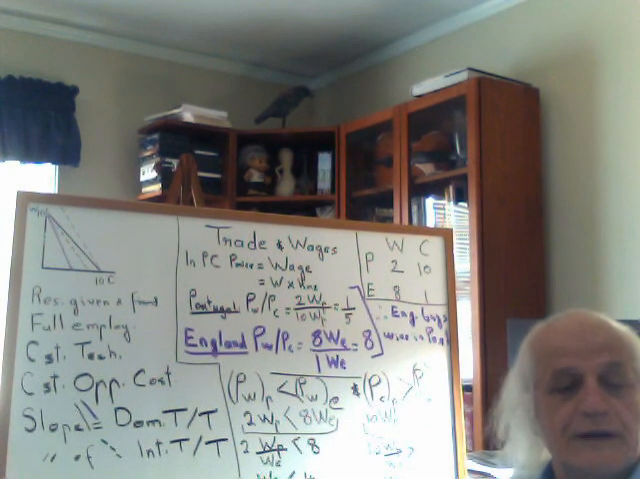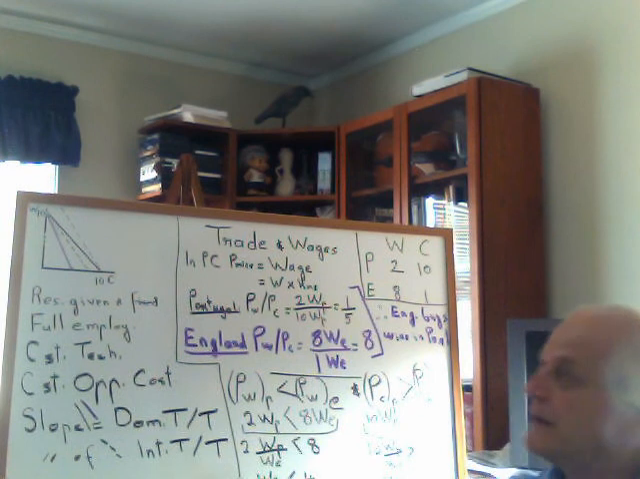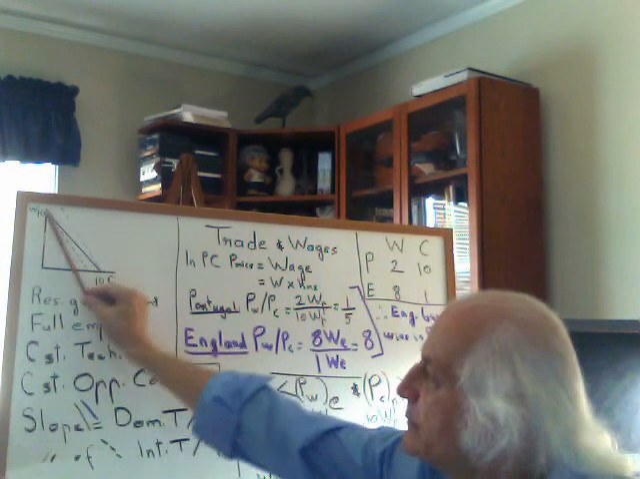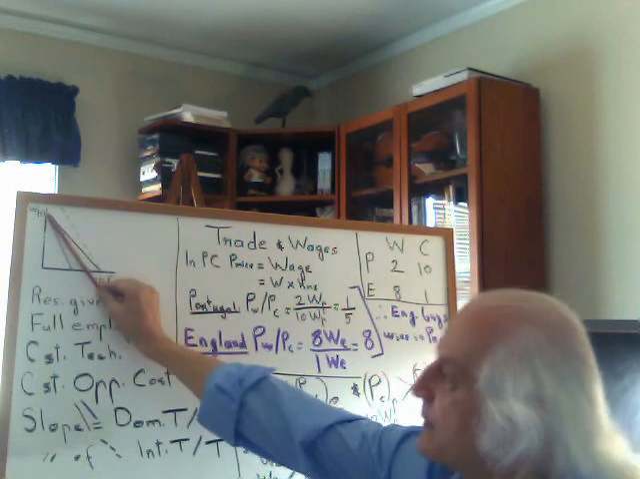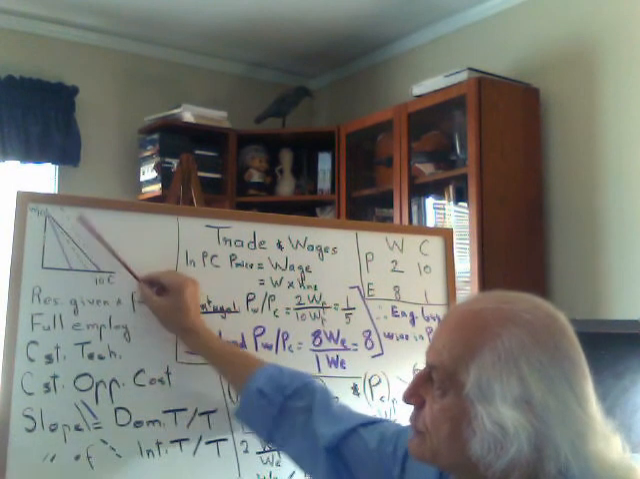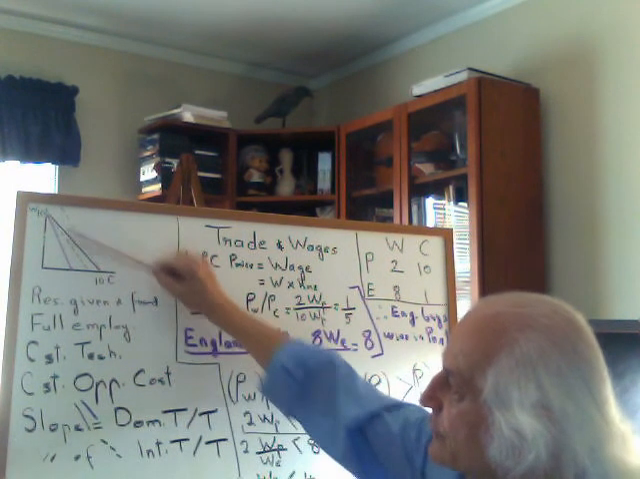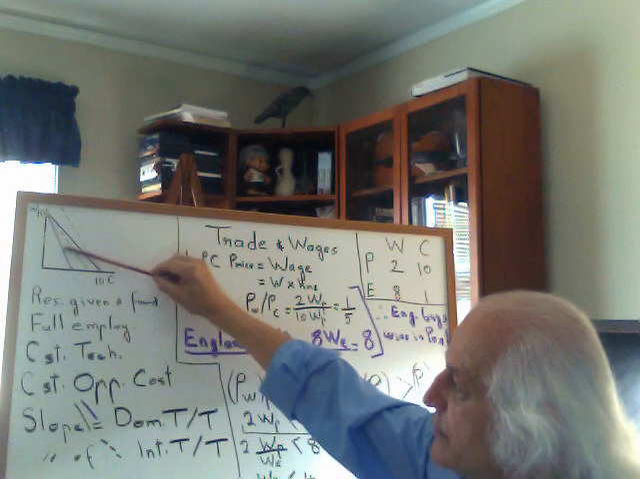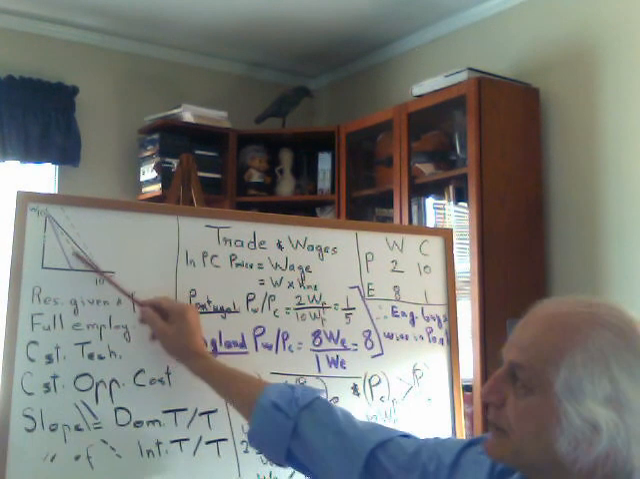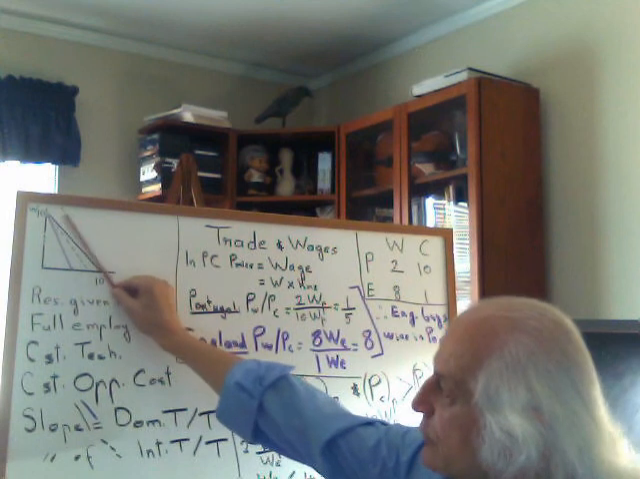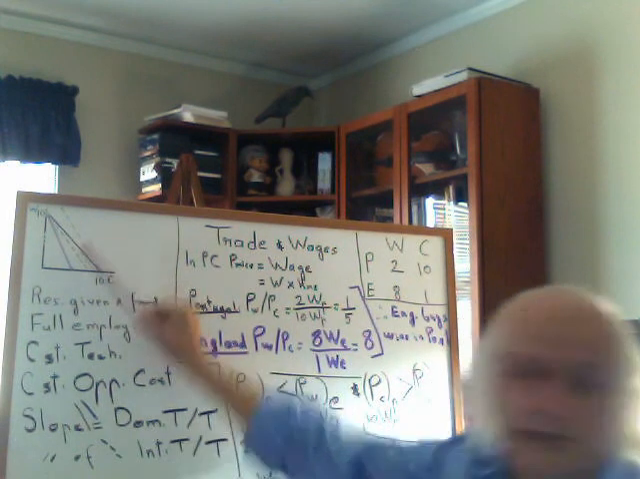What is going to be the international terms of trade? It's got to be somewhere in between. So it will be, for example, this terms of trade. So this will be the terms of trade for this country. It will be able to go beyond the limits of its domestic production by trading. And this will be also the same terms of trade for the other country.